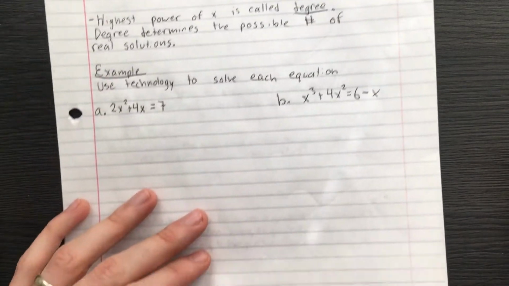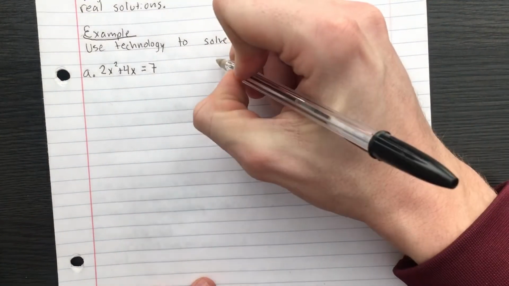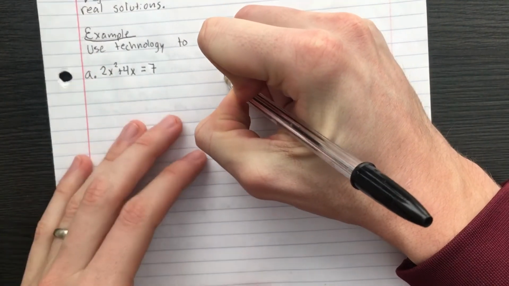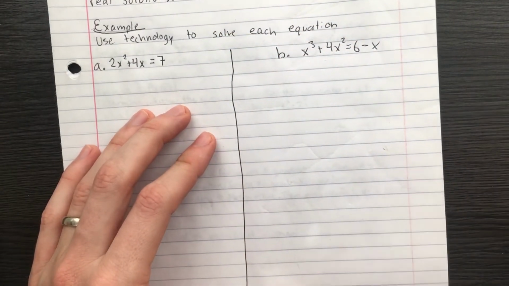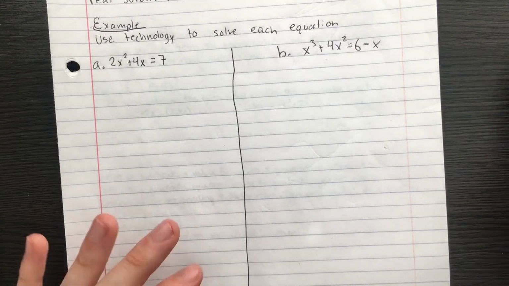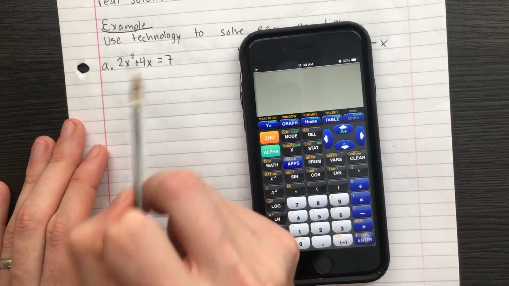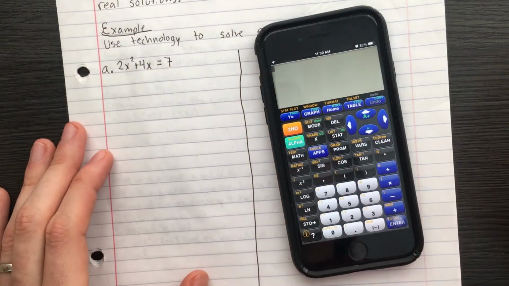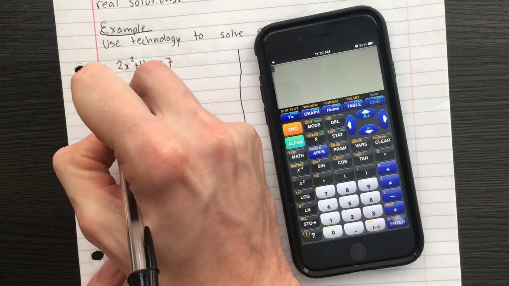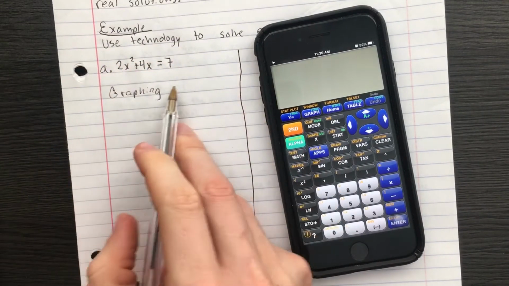So the two ways that you can use technology to check these, obviously being able to do it by hand helps, but being able to check yourself is a valuable life skill, not just a math skill. So let's look at this again real quick. The first way, we've looked at this before, but I just want to give us a refresher here, is we can solve it using technology by graphing it.